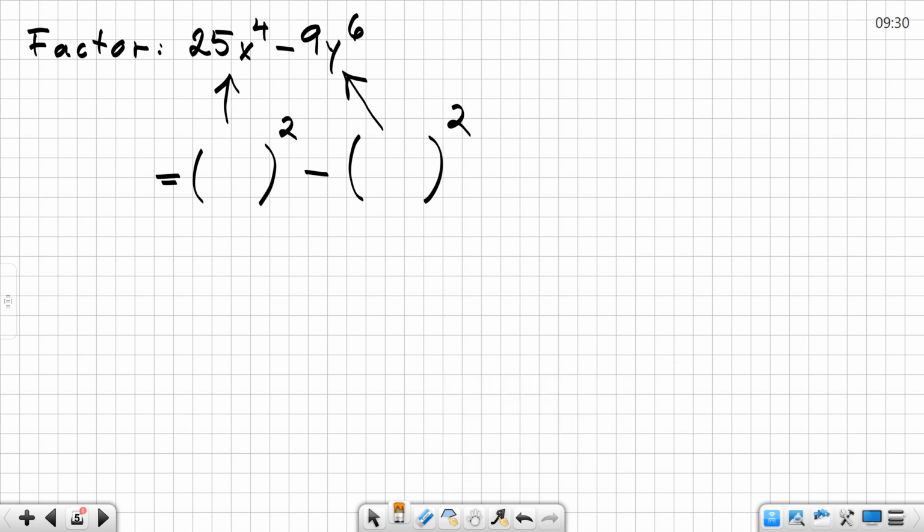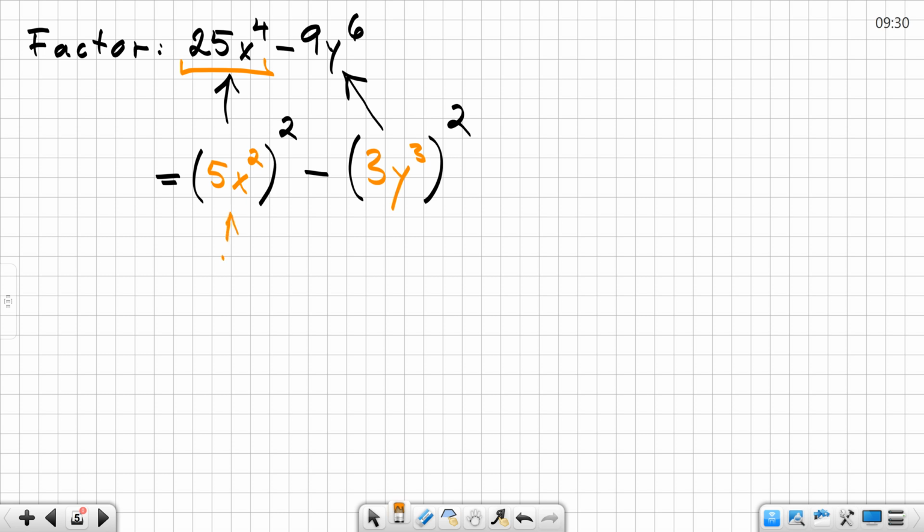So what I have to place inside these parentheses is 5x squared, because if I now multiply this out, I will get 25x to the fourth back. Remember, when I put equal signs right here, I have to always be able to get back. 9y to the sixth, well, that will be 3. This one here is a tricky one. Y not to the fourth, but to the third. Remember, when I open up the parentheses, the exponents have to be multiplied.